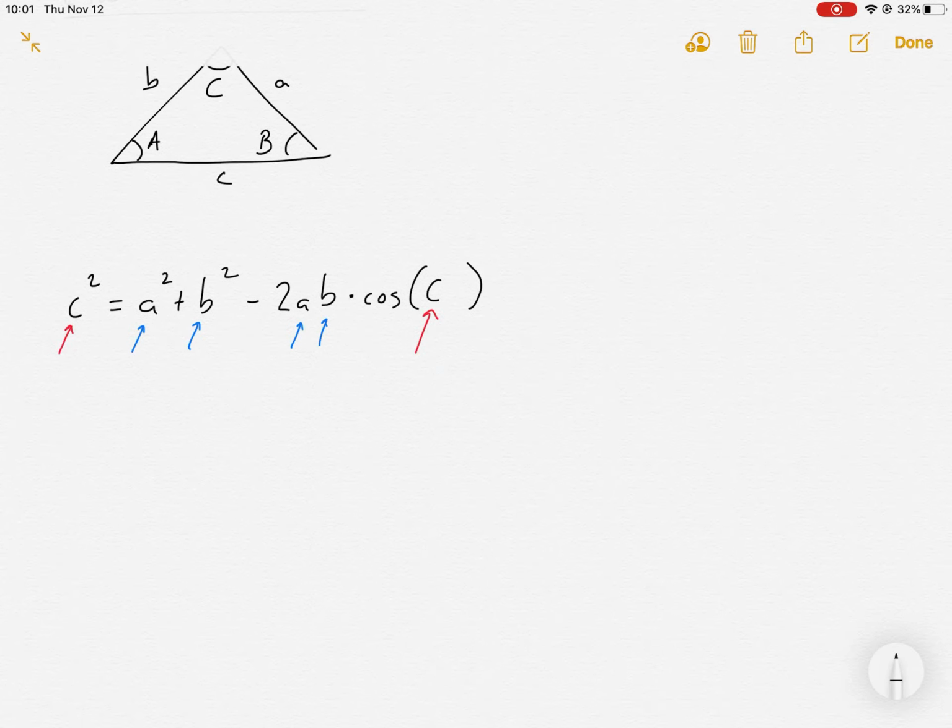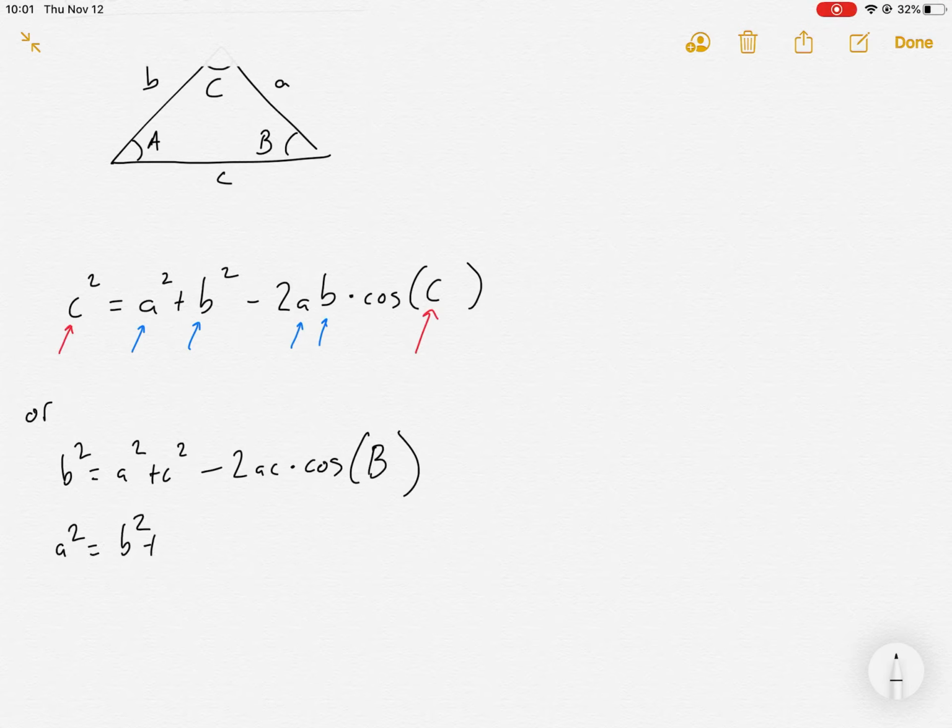Since the letters don't matter, we could also write this as b squared equals a squared plus c squared minus 2ac times cosine of the angle B. Or we could even say a squared equals b squared plus c squared minus 2 times b times c times cosine of the angle A. So all of these are equivalent. You really don't have to write all of them down. Just know where the numbers go based on your labeling.